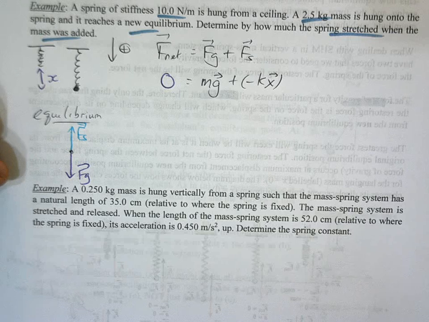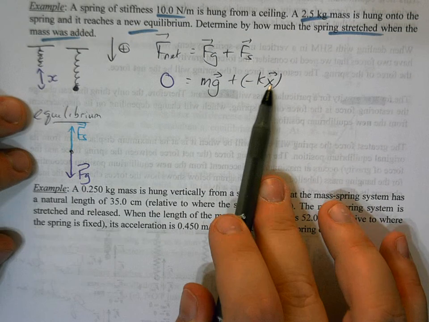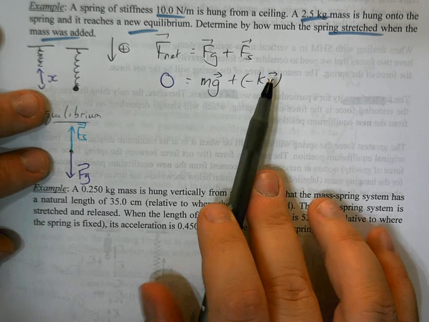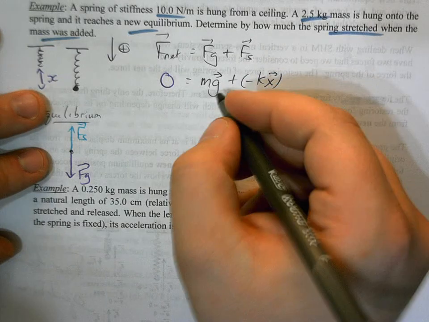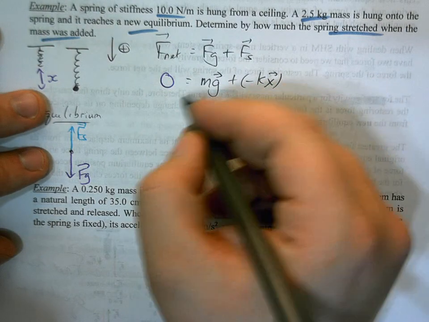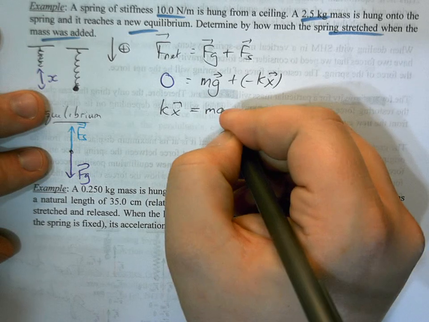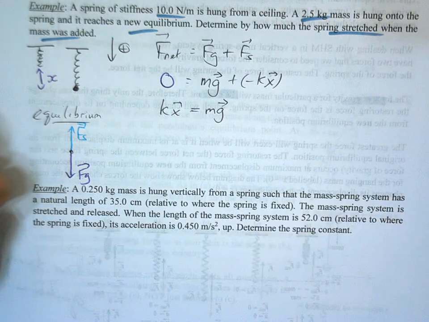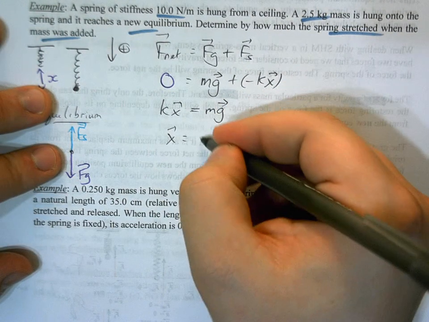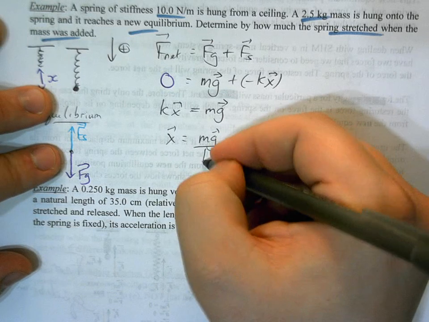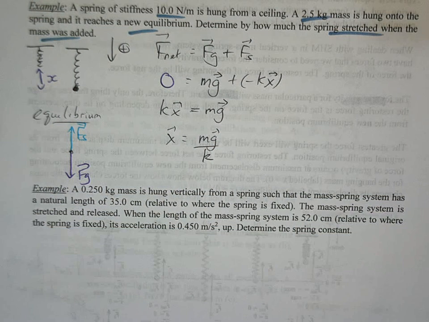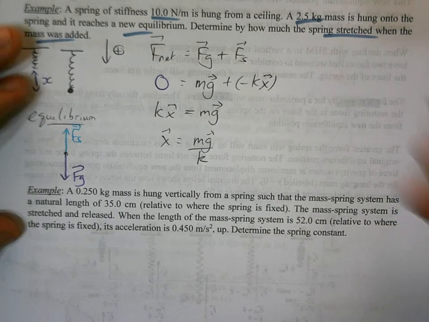We would like to see how much we've stretched this, so we are looking for the x value. We have this plus negative, so I can bring this piece to the other side. I'm going to have kx equal to mg. So x is going to be mg divided by k. I know the mass, I know the acceleration due to gravity, and I know the spring constant. Let's solve for this.